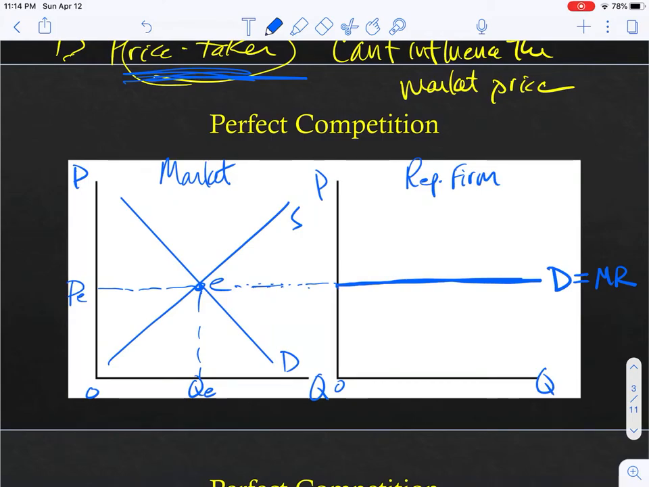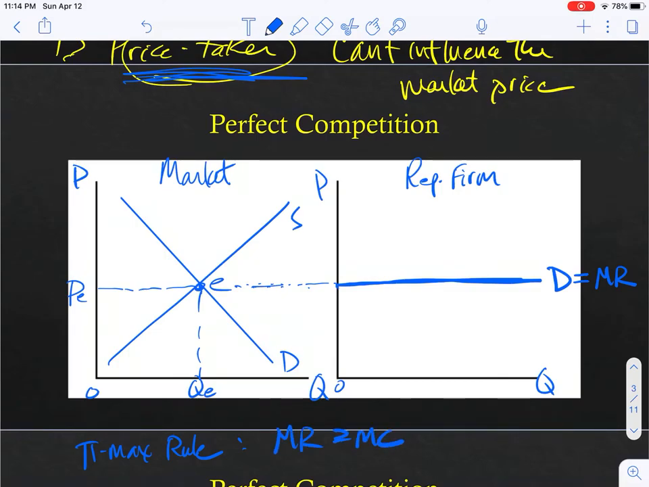Now, how does the representative firm decide how much to produce? We said they can sell as much as they want at the going market price. But how do they decide how much to sell? Well, what they want to maximize is profit. And so what we need here is the profit maximizing rule. So what we call the profit maximizing rule, and so there's pi for profit, right? This is going to look familiar. This is a variation on something we talked about early on in terms of marginal thinking, right? And making good decisions in the margin.